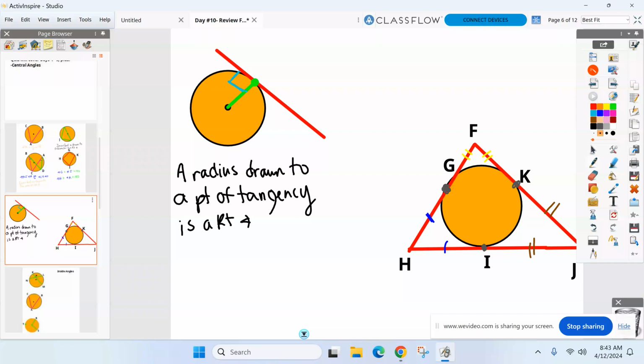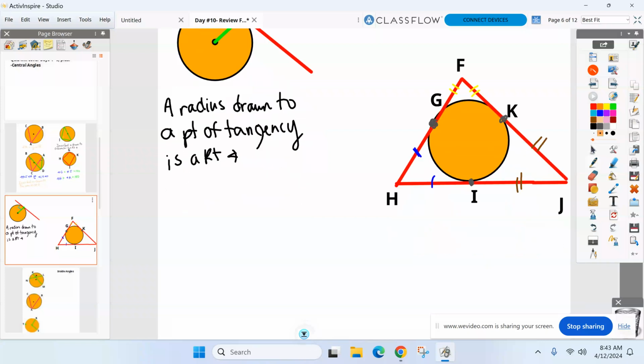Those are equal. And again, Bryson said it a couple times already, but if we ever need to use that in a proof, tangent segments drawn to the same point are congruent.